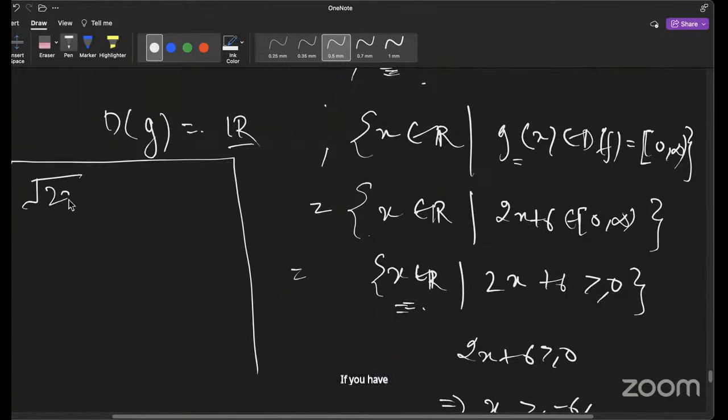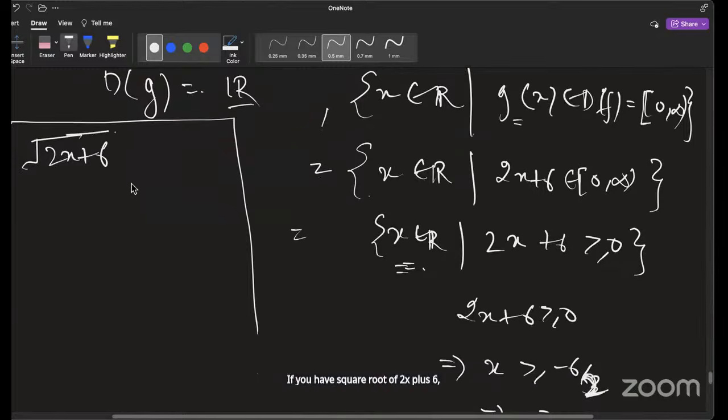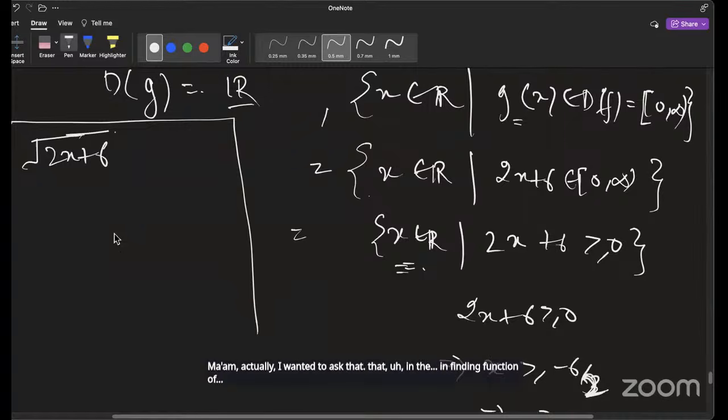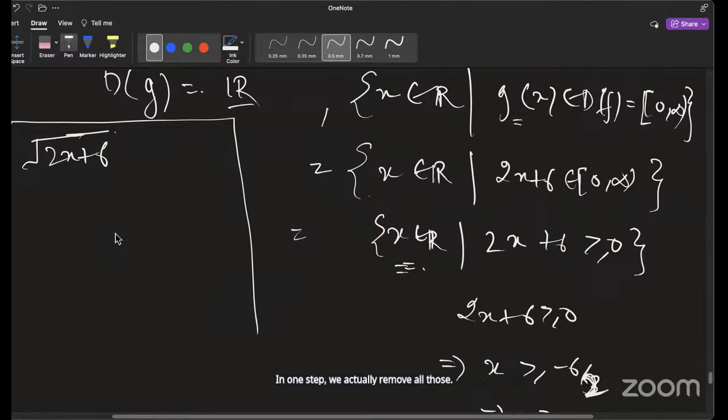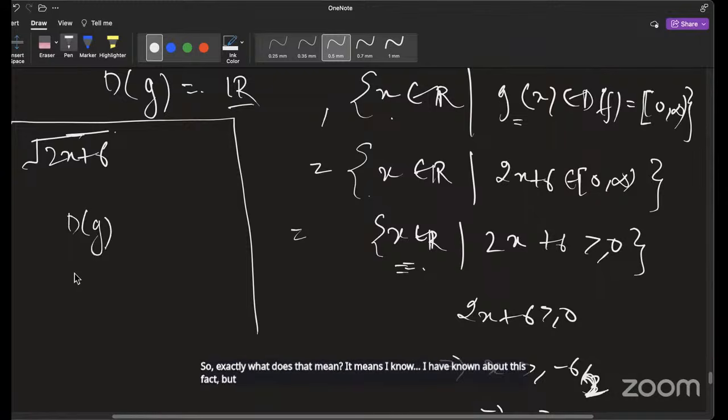If you have square root of 2x plus 6. Ma'am, actually, I wanted to ask that in finding the function f of g of x, in one step we actually remove all those x which belong to domain of g, for which g of x does not belong to domain of f. Am I right or wrong? Yeah, you do remove x for which your g(x) is not in the domain of f from the domain of g. So exactly what does that mean? I have known about this fact, but I cannot understand that part.